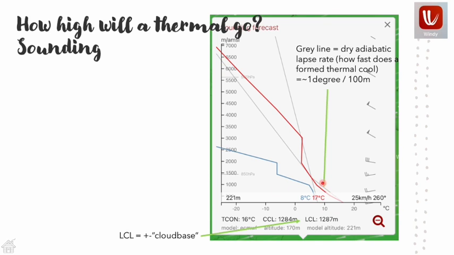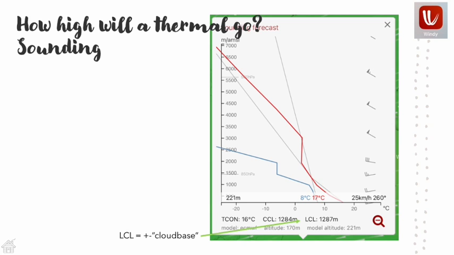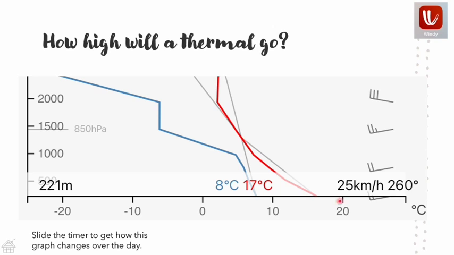Another important thing for this conversation is this gray line. That's the dry adiabatic lapse rate, and the only thing you need to know about it is how fast a bubble rising from the ground drops in temperature. That's a steady rate of about 1 degree per 100 meters. With those two bits of info, we can have a more detailed look at how high the thermal will go.